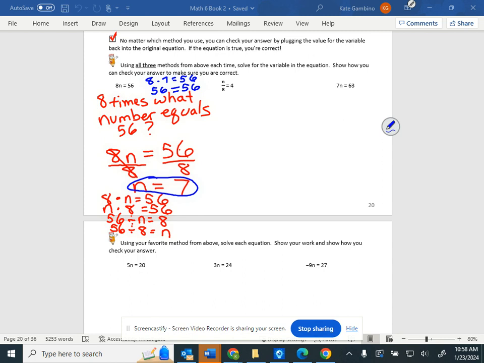Yeah. All right. Our next one says n divided by 8 equals 4. Because remember that fraction bar, I should have read it as n over 8 equals 4. We need to know that the fraction bar means divide. Okay, so if we are dividing, what's our logic that we would ask? What's the logic question? We'll start with that. So here we said 8 times what number equals 56? What do you think our logic question would be for this one?